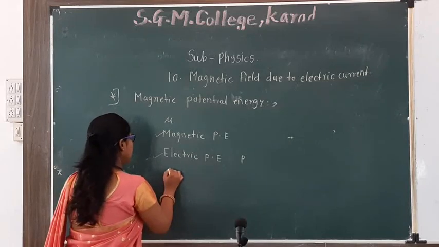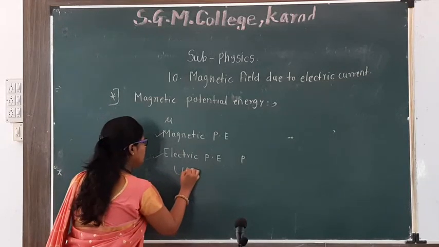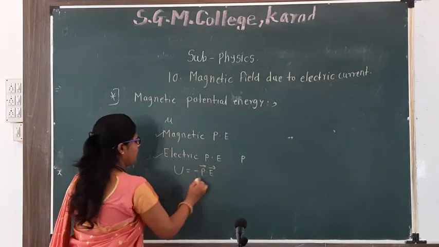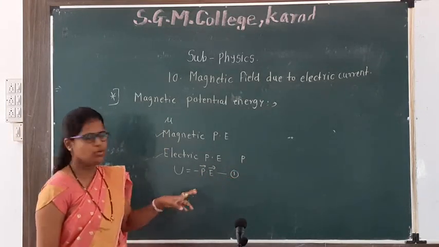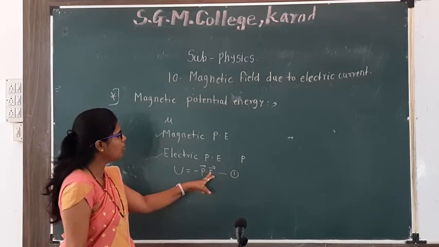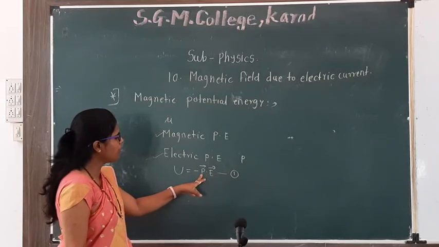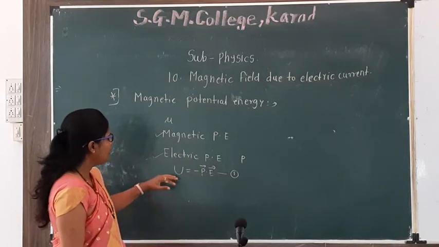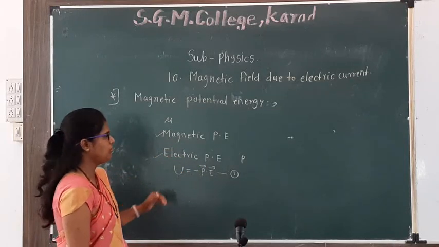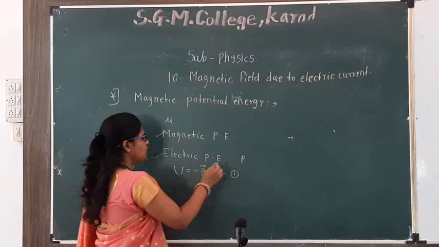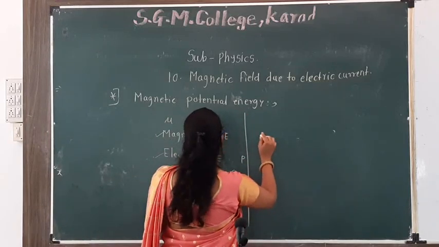Electric potential energy is denoted by the letter U, which is equal to minus vector P dot vector E. That is equation 1. P means electric dipole moment, E means electric field. These two equations are analogous, meaning similar, to each other.